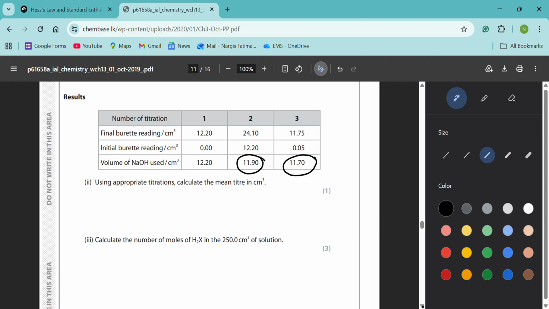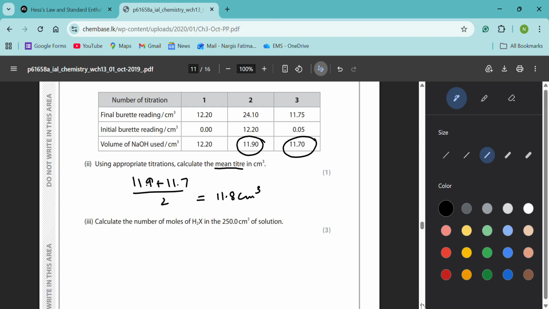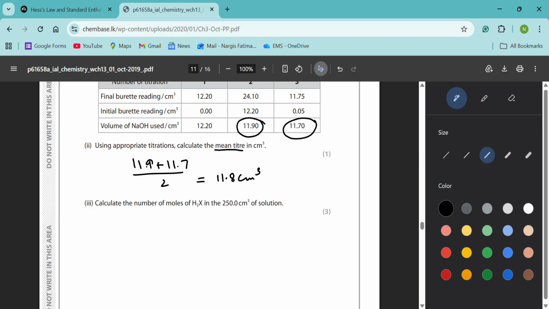Please keep this in your mind, whether it's mentioned in the question or not, whenever you calculate the mean titer, you need to take the concordant readings. Here they have not mentioned it in the question, but you need to take the concordant readings. So these are the two concordant readings. You will take their average. So the average value is 11.8 centimeter cube. So this is the mean titer. Now you have the volume of sodium hydroxide and you have the concentration of sodium hydroxide.